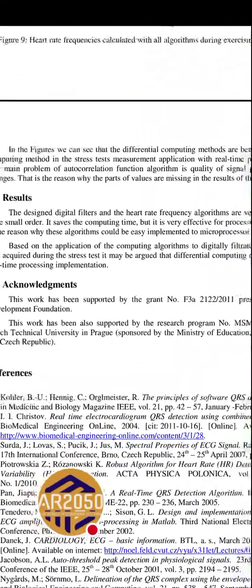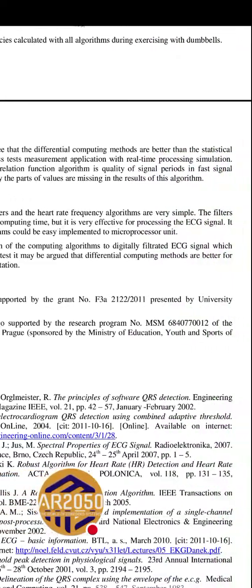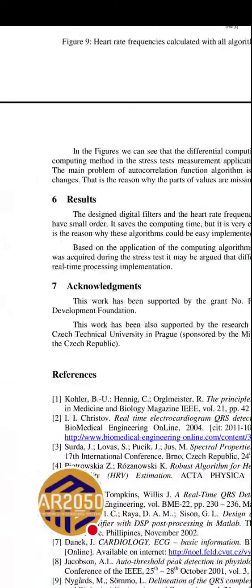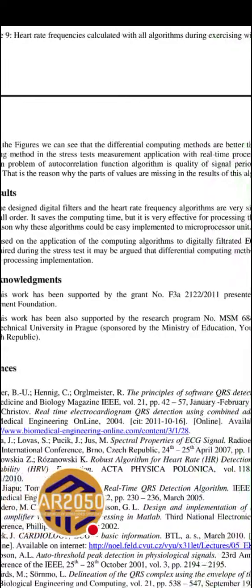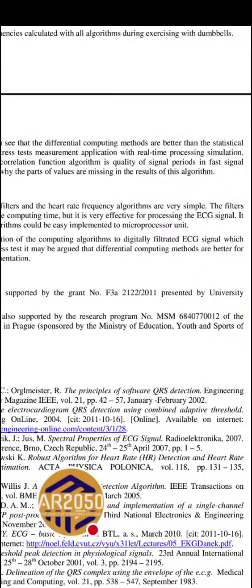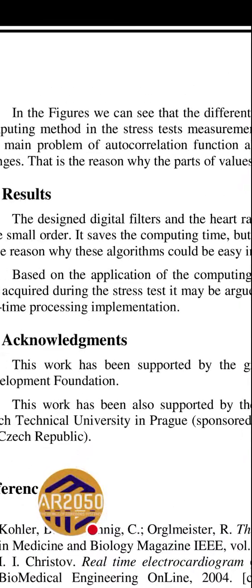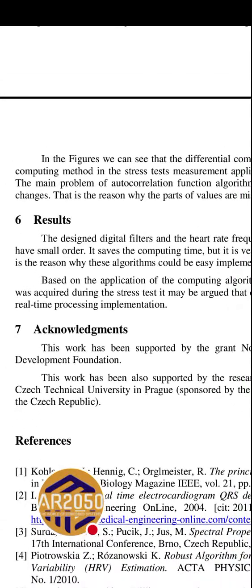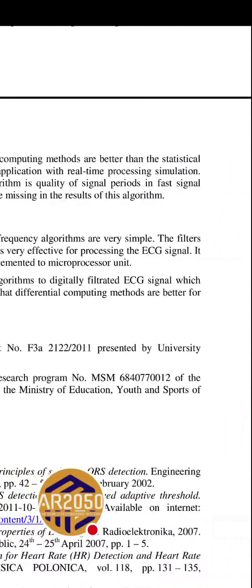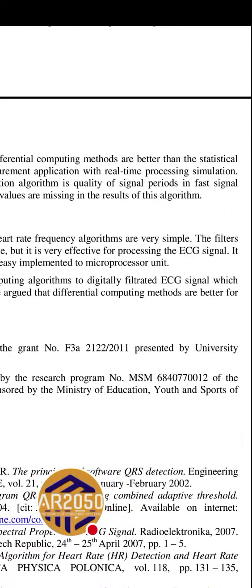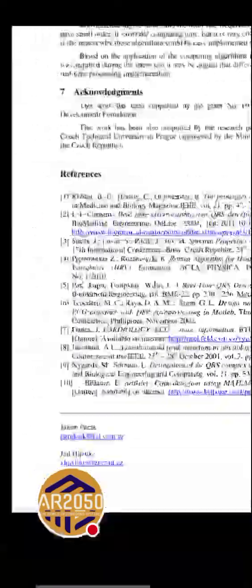Well, the results: the designed digital filters and the heart rate frequency algorithms are very simple. The filters have small loss acquired during the stress test. It may be argued that differential computing methods are better for real-time processing implementation. So their findings are summarized: for real-time signals, the differential computing methods are better.